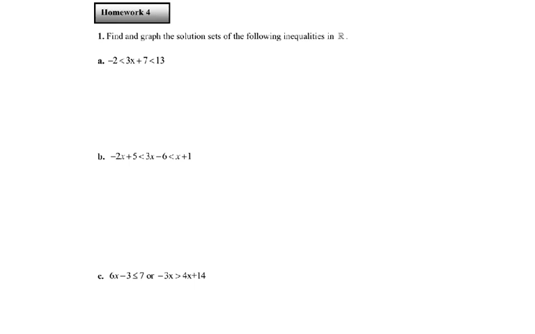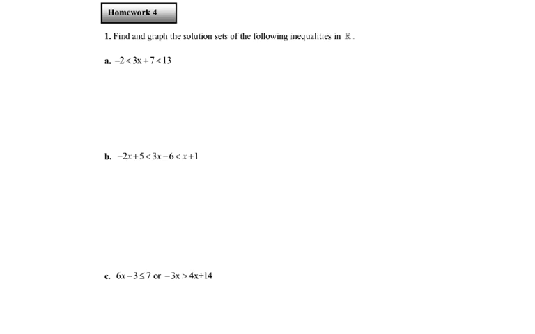Right, homework 4, we've got three different types of inequalities. The first one we can see x is in the middle, in between two values. In the second example, we've got conditions where there's two inequalities that need to be satisfied, and in part C, we've got two where the keyword is "or". So that's going to be important. Let's go through these one at a time.